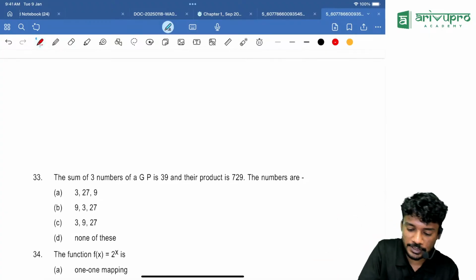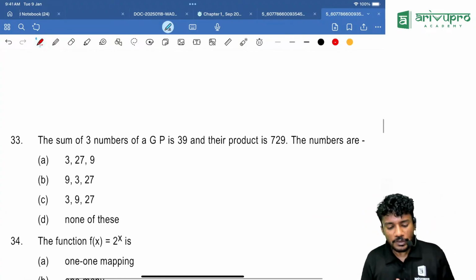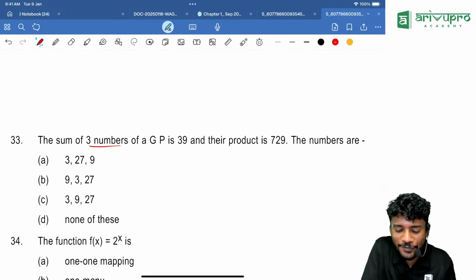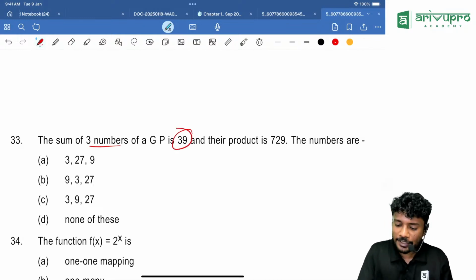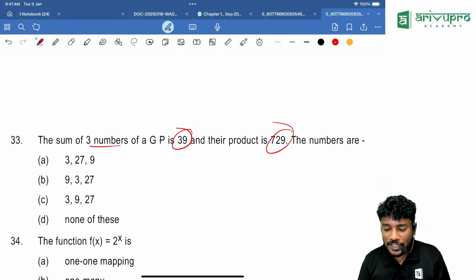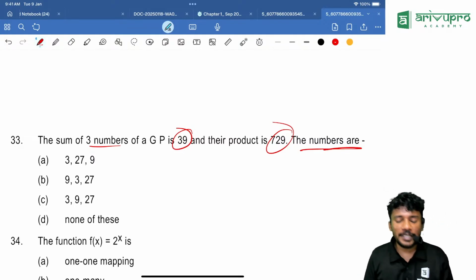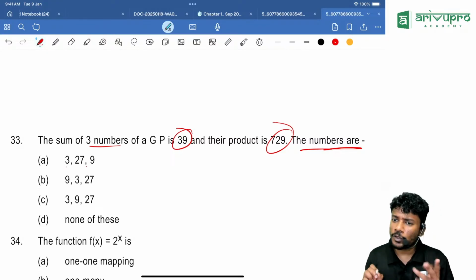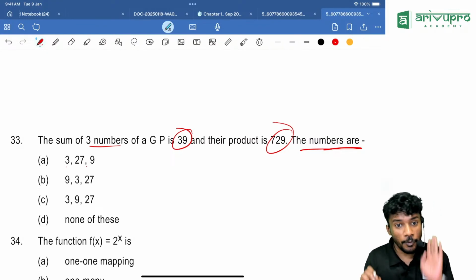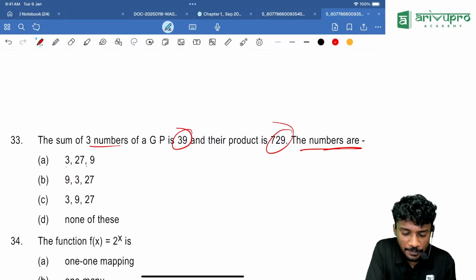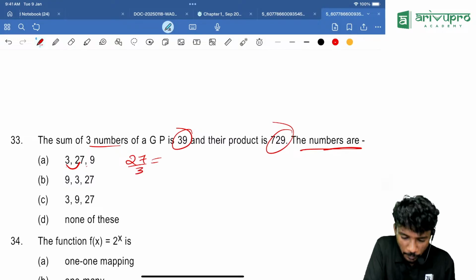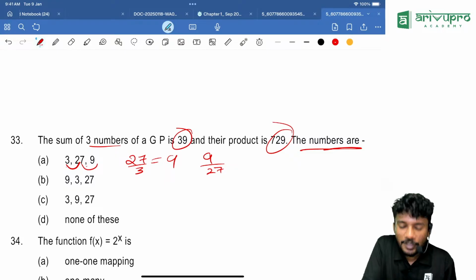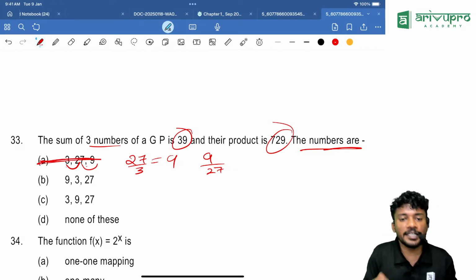Okay. After the session is done. Now, the sum of three numbers of a GP is how much? 39. The product is how much? 729. Then the numbers are, we will check. The sum and product are everywhere, all the options are the same. So the sum and product are anyway same. We will check. What is the common ratio? 27 divided by 3 is equal to 9. Then 9 divided by 27 is equal to some other value. That means this is not in GP.